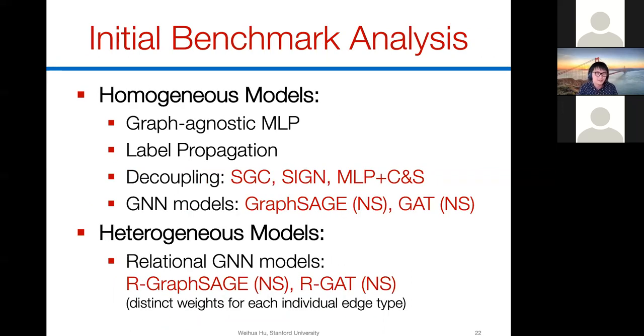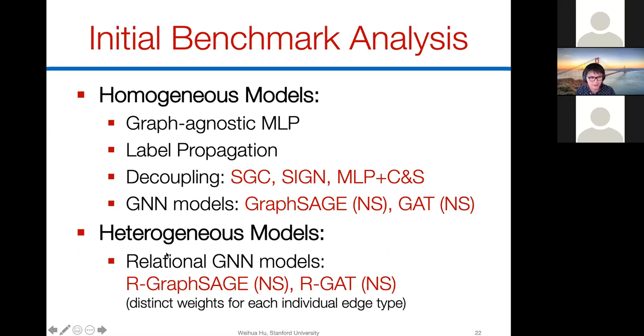And for the benchmarking models, we consider several baseline models, including just applying a multi-layer perceptron to predict the paper category, some label propagation methods, and also some GNN methods, simplified graph convolution and others, and GNN models including GraphSAGE and graph attention networks.